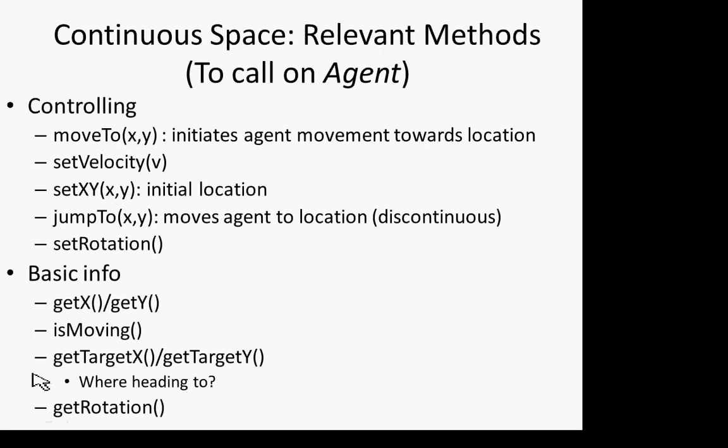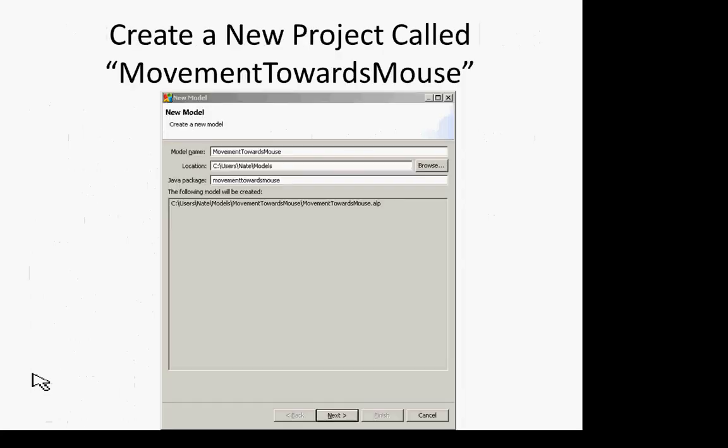Okay, so let's illustrate this. I'd like to create a project that illustrates the basics of this, crudely called movement towards mouse. You can kind of guess what this does. This is going to be a very, very simplistic one. I have to apologize. I'd like something a little bit more creative than this.